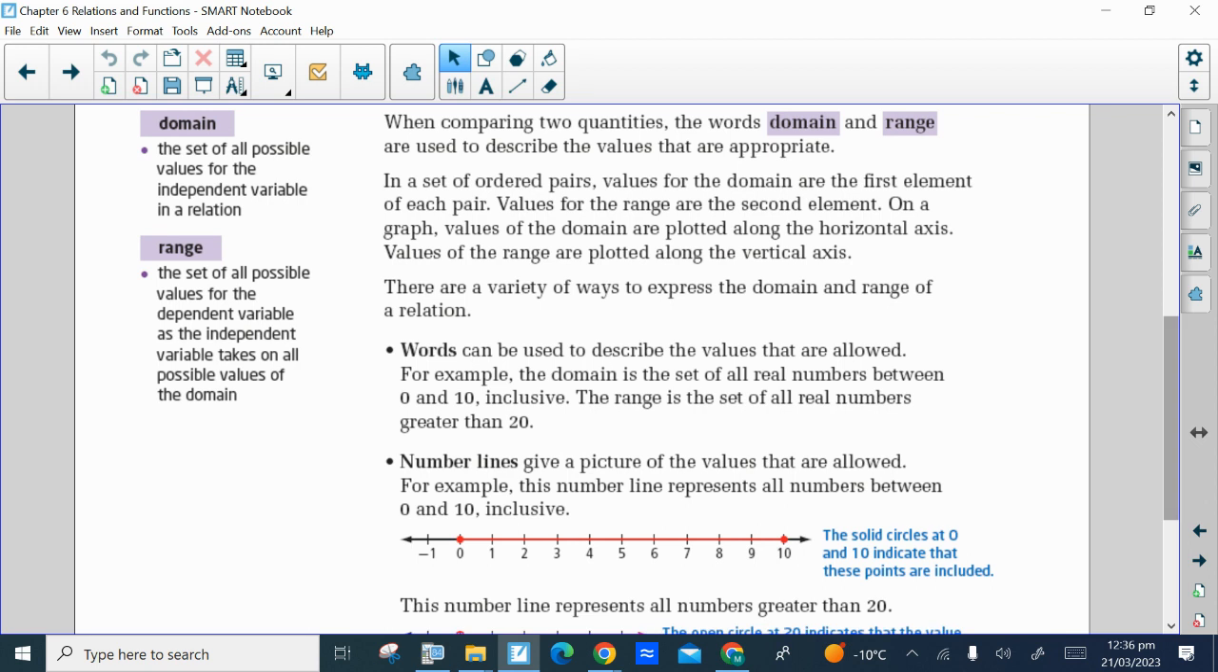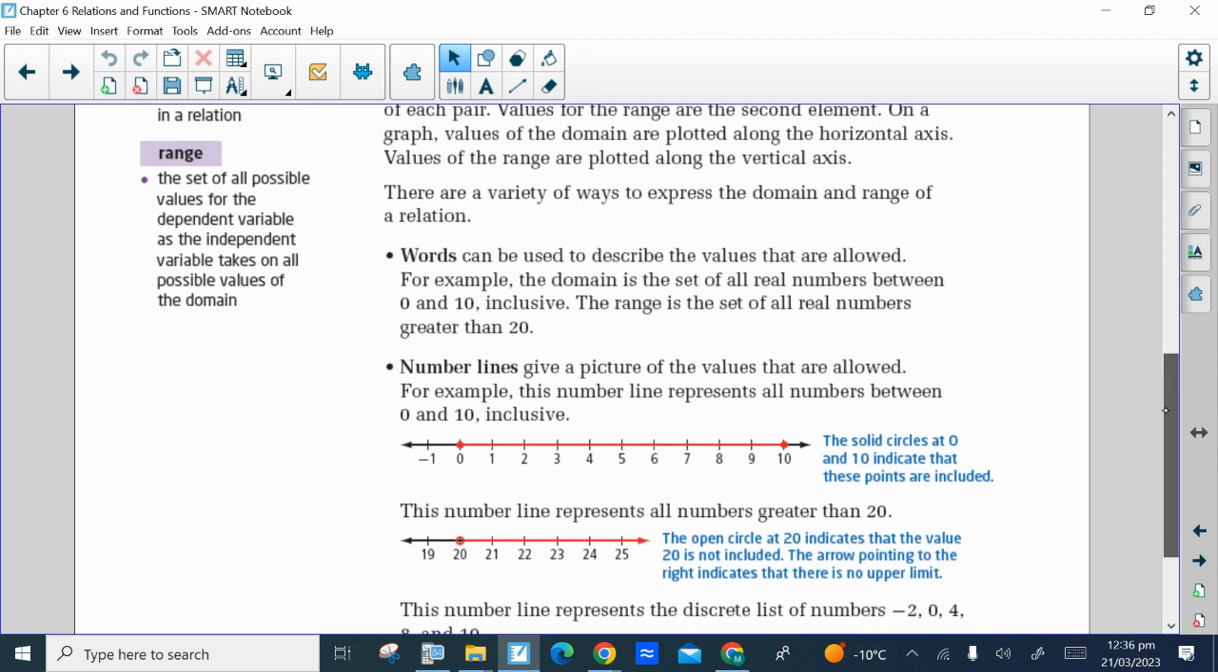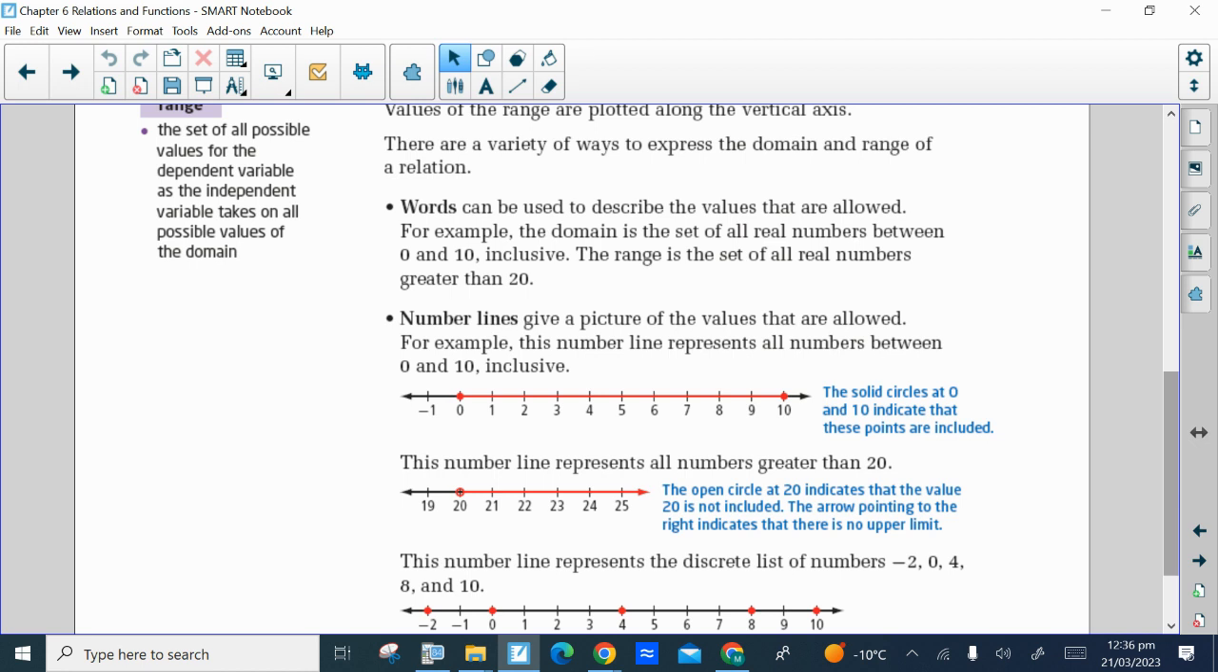So as it says there, if you have a set of ordered pairs, the domain are the first element of each pair, the ranges are the second element. On a graph, the domain's plotted along the horizontal or the x-axis, where the range is plotted along the vertical or the y-axis. There's a variety of ways to express the domain and range of a relation.